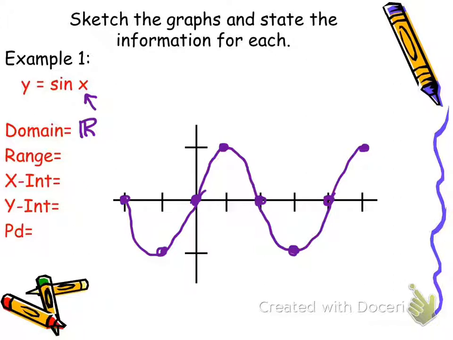Okay, the range, that's the y values. We talked about that yesterday, I think. The range is, if we use interval notation, -1 up to 1, inclusive. I think yesterday we did negative 1 is less than or equal to y is less than or equal to 1. That's the same thing as negative 1 to 1.